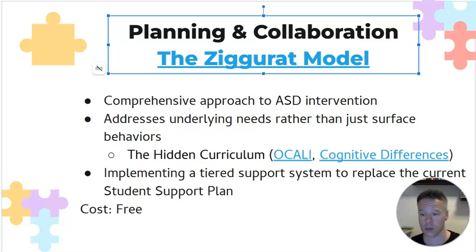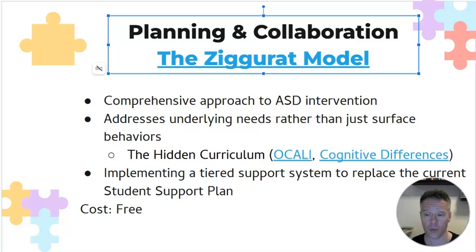So these things would be for a neurotypical student. This would be part of the learning experience that you would get all the time. You would learn this over and over again. But for a student with ASD, they might not.